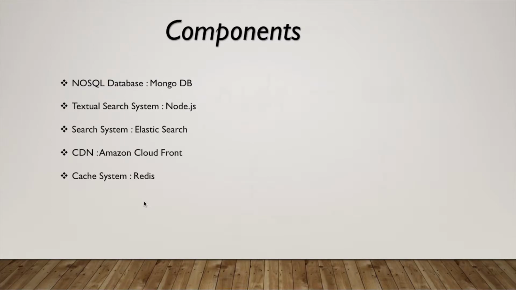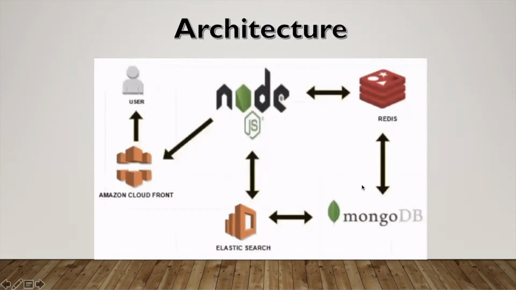Now we'll talk about the architecture of it. For the database of our application, we have used MongoDB. Then we have used Elasticsearch, which creates an index and gives the results of our query. Then we have used Redis for cache storage, and our application is deployed on Node.js. Over that we have also used a CDN provided by AWS, called Amazon CloudFront. It basically stores all the static content and gives us the cache information whenever we hit the application.